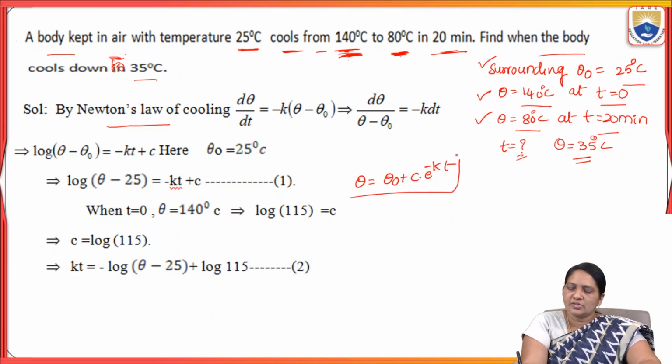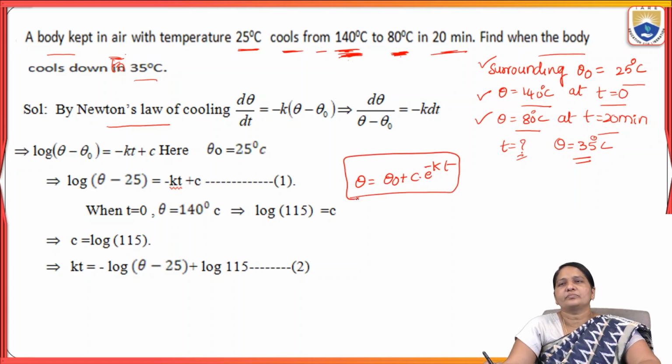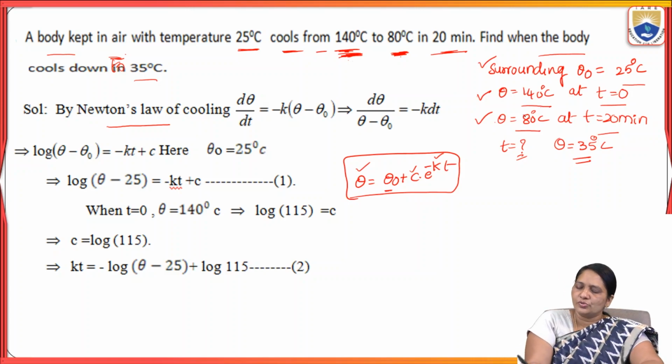From this equation we are going to calculate. If you know the C value and the K value, then only you can calculate the theta value. We already know the theta naught from the given problem, and we have to know about K and C. Then we can calculate the temperature. That's why from the first condition we are going to calculate the C value, and from the second condition we are going to calculate the K value. First of all, I am taking the first condition.